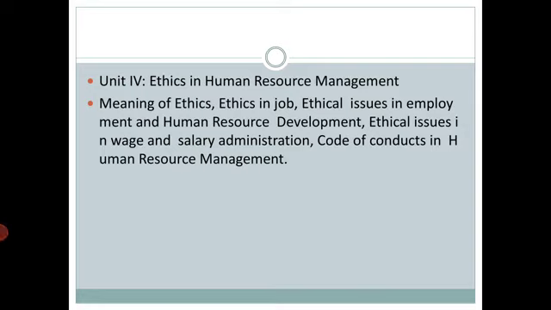Okay, what do you mean by ethics? What do you mean by ethics in job? What are the ethical issues in employment and human resource development? What are the ethical issues in wage and salary administration? What is the code of conduct in human resource management? Okay, we will go through all these things. Getting it?